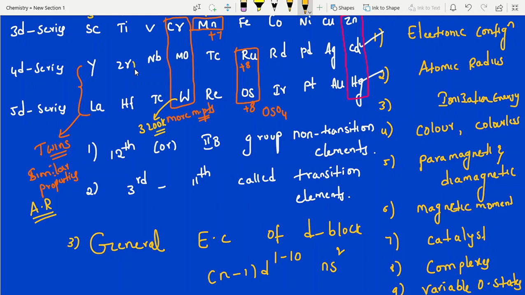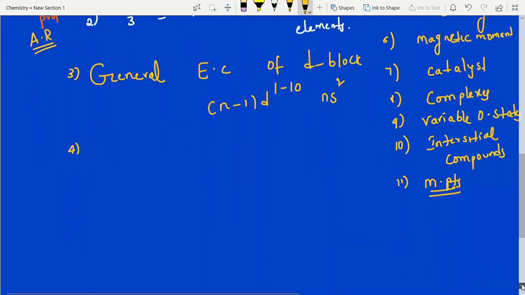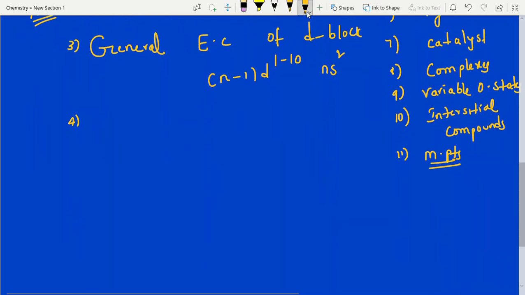Zirconium and hafnium, one of the frequently asked questions. Zirconium and hafnium have similar atomic radii due to lanthanoid contraction. I'll write all the points now. Okay students, now I'm writing point-wise. These are all competitive questions.